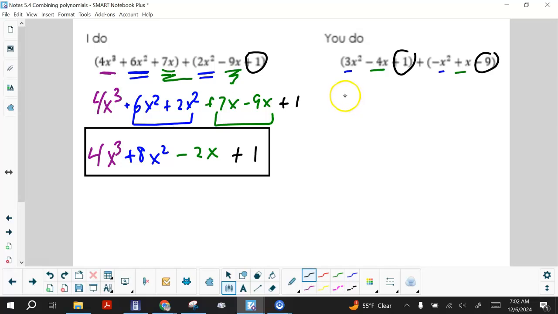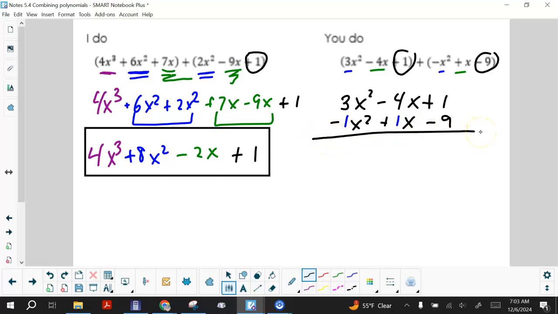Take the first polynomial and write it on top of the second polynomial. And if you notice, they line up according to the exponents and coefficients, and as long as you put them one on top of each other and line up the exponents, it becomes pretty easy to see.